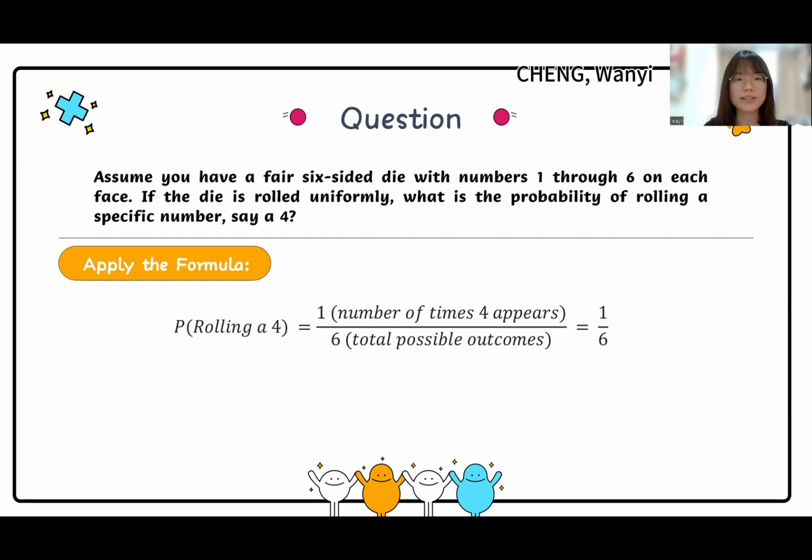Because the event in this example is rolling, say, a 4, we can learn that the number of times 4 appears is equal to 1, and total possible outcomes is equal to 6. So the result of this equation is equal to 1 out of 6.